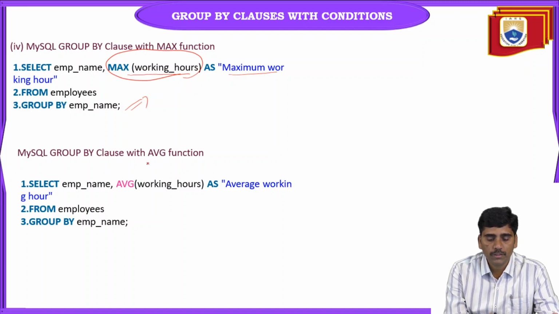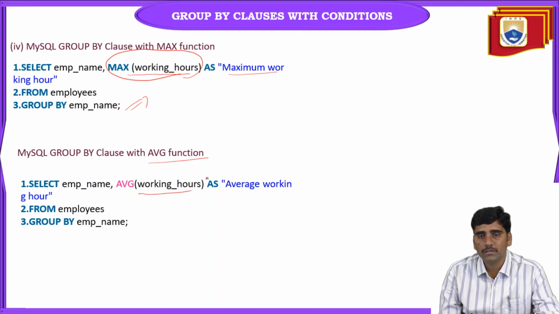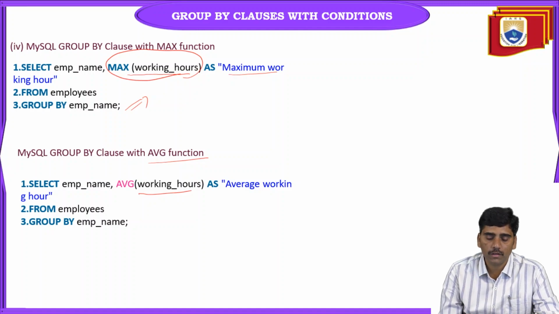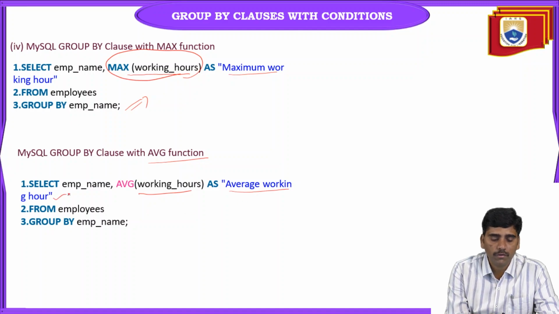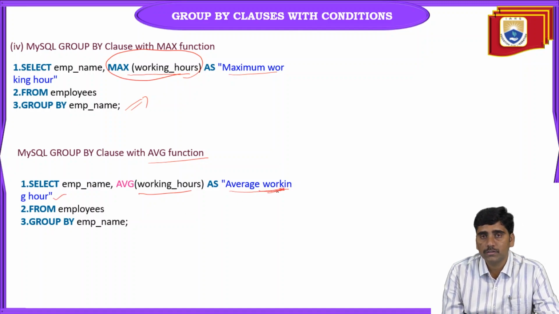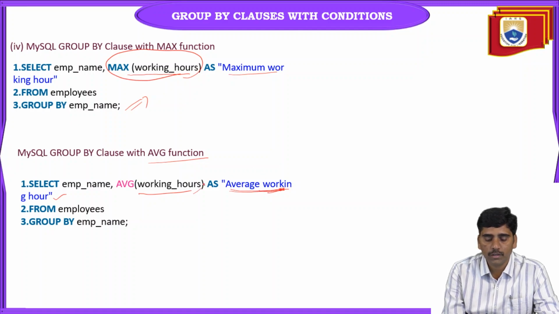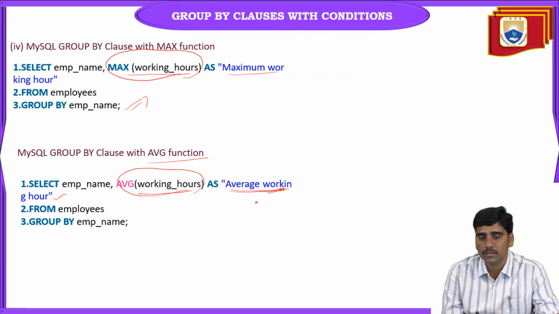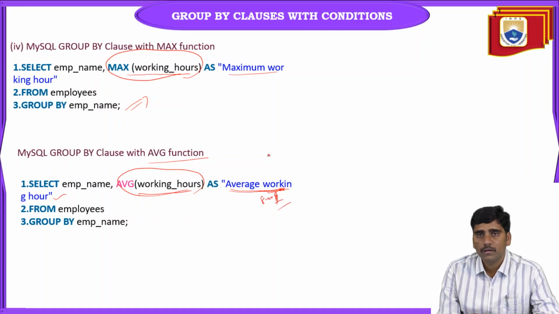And MySQL group by clause with the average function. So average of working hours. Out of all the employees and all the working hours, the average working hours are shown as an average working hour column. So what does this column show? This column shows the average working hours of all the employees, that means either 8 hours or 9 hours. So it groups all the records, and from all the records, it displays a single value.